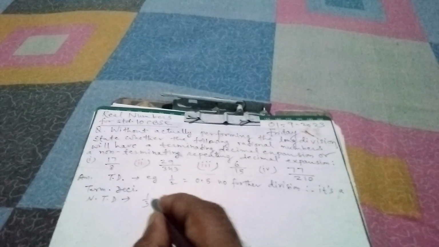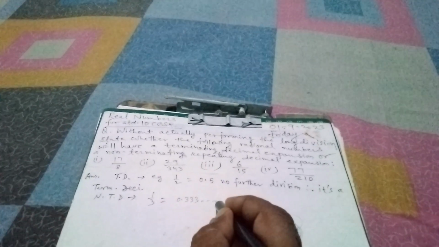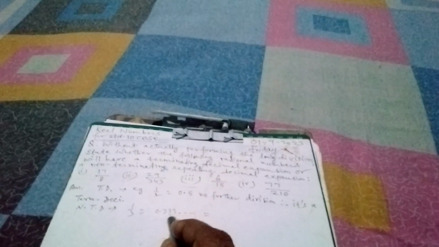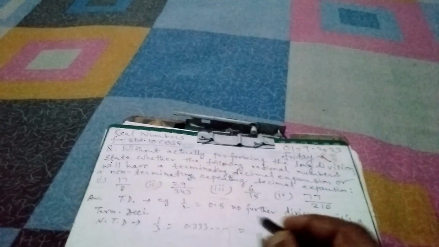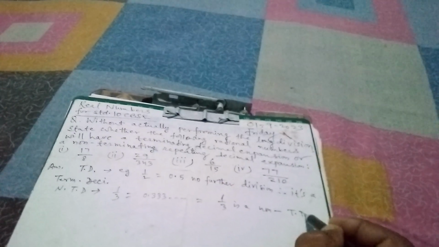You see 1 by 3. If you are dividing 1 by 3, then you are getting 0.333 and so on. This is called non-terminating repeating decimal. That means it is neither finishing but the digits are being repeated. That's why it is called non-terminating repeating decimal. Now how to find out? So here 1 by 3 is a non-TD, non-terminating decimal.